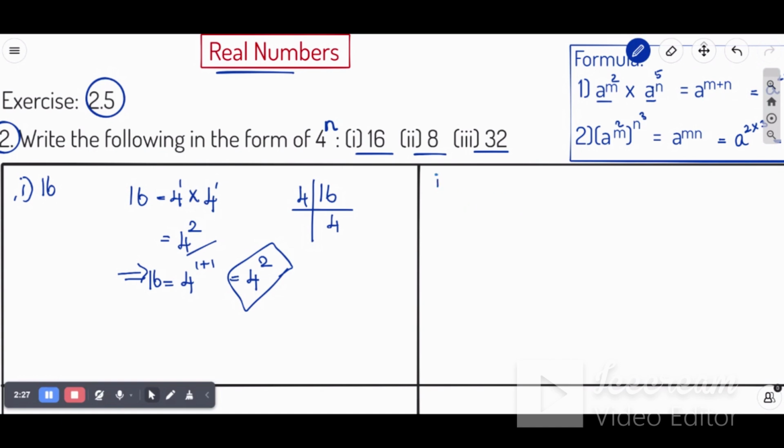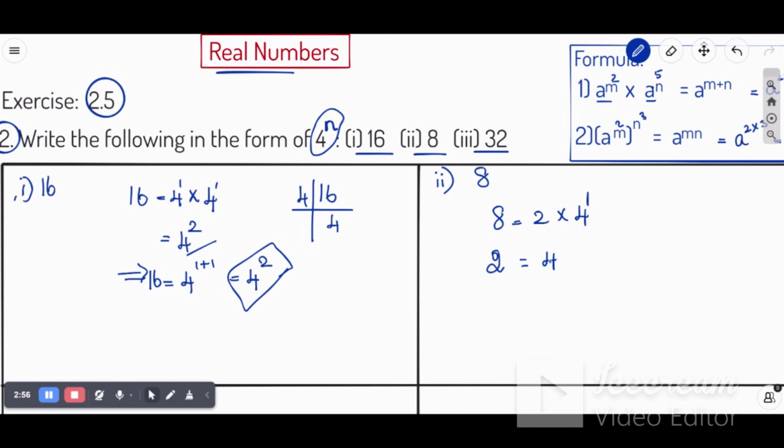So the next question will be 8. How do you write 8? We know very well it is 2 into 4 or 4 times 2. 4 is good, 4 power 1. But what happens to this 2? It is not in the base 4, but we need it in terms of 4 only. So how to express this 2, somehow we make it equal to 4. How can we make this equal?